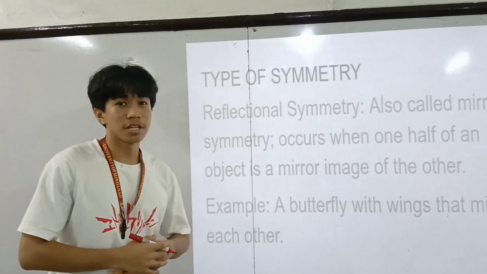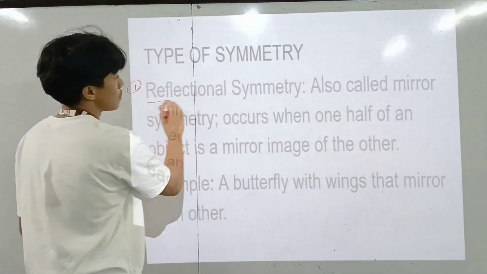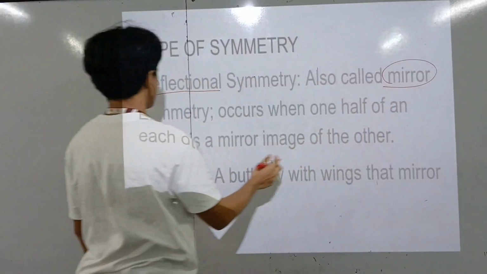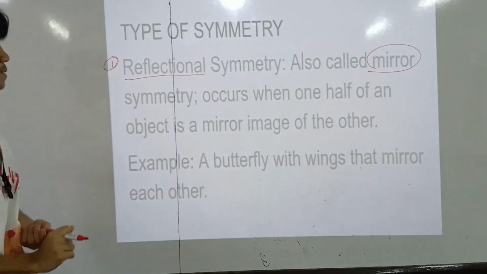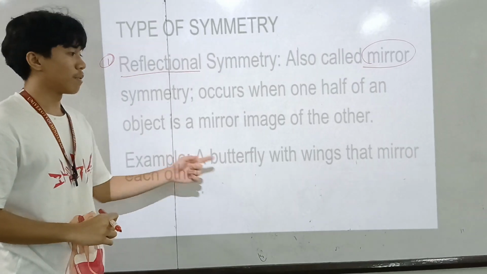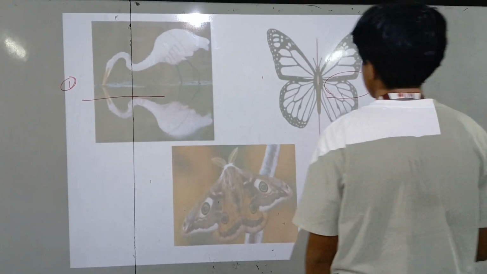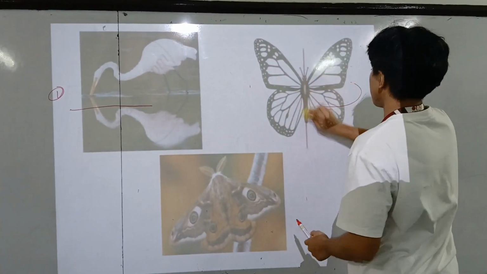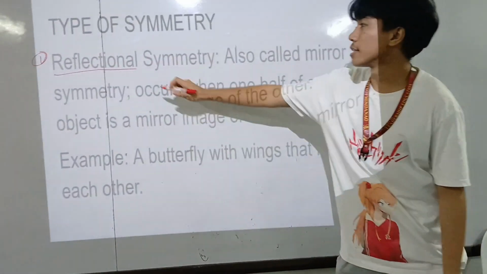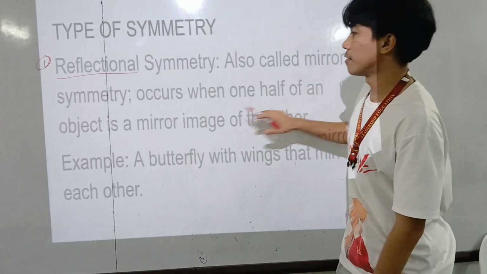For our introduction, next we have types of symmetry. First we have reflectional symmetry, also called mirror symmetry. Of course, this is when one half of an object is a mirror image of the other. For example, we have a butterfly with wings that mirror each other. We can call it reflectional symmetry when it is mirrored on one half of the object.